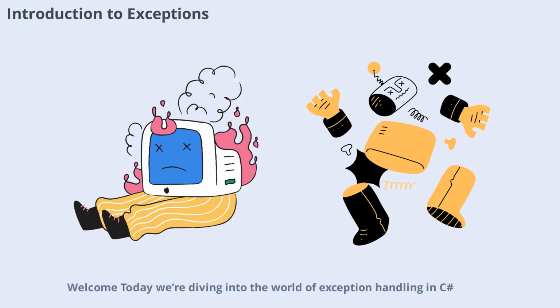Today we're diving into the world of exception handling in C. Exceptions are unexpected problems that can occur while your program is running. Imagine trying to divide a number by zero or accessing an array element that doesn't exist. These are classic examples of exceptions. In C, exceptions provide a structured way to handle such errors, allowing your program to respond gracefully instead of crashing.